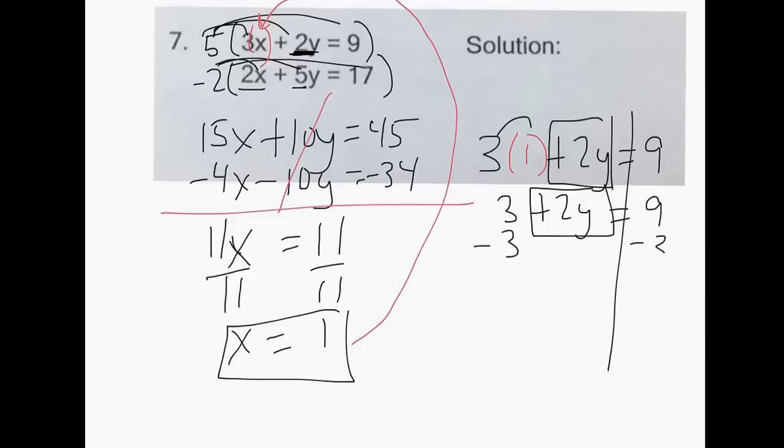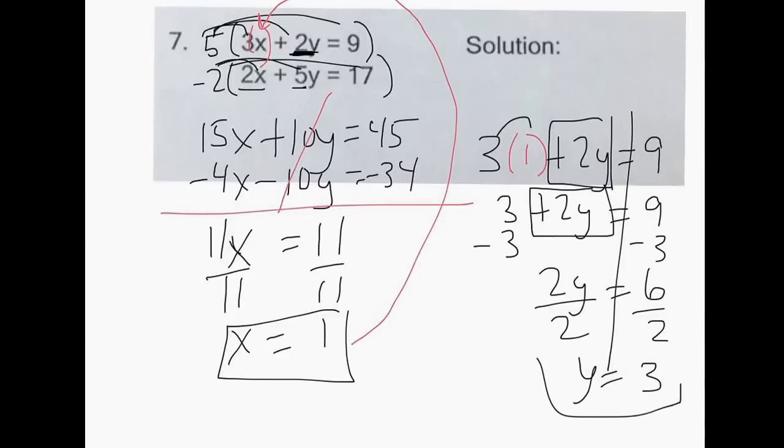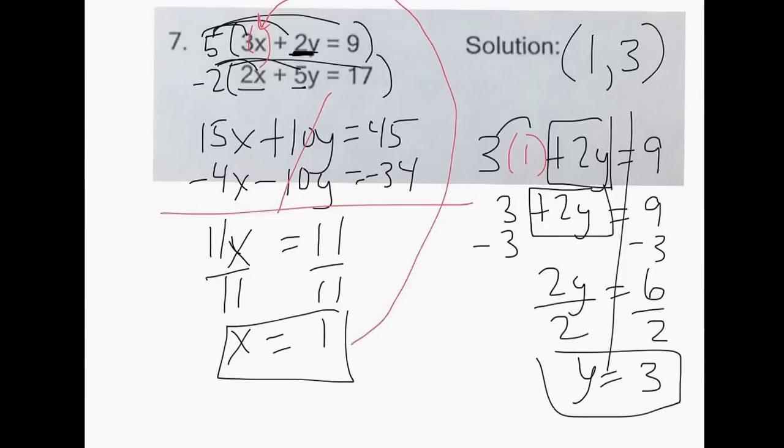Minus 3 to both sides. 2y equals 9 minus 3 is 6. When it's beside it, I divide it. And y equals 3. So the answer to this one is 1, 3. And you can mark that one out of your solution bank as well.